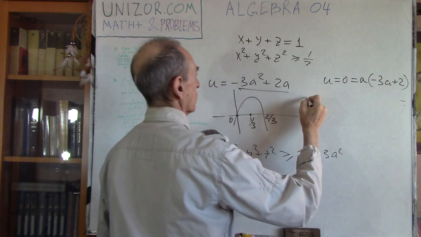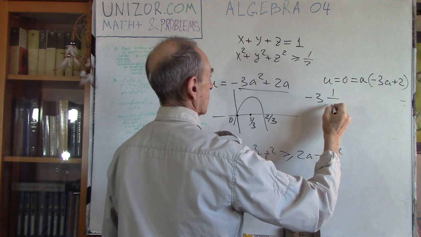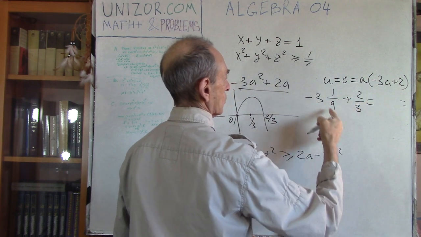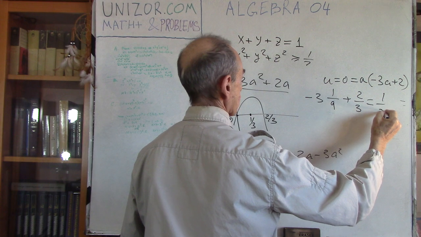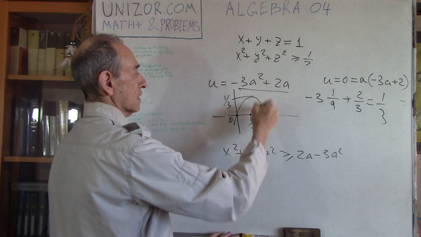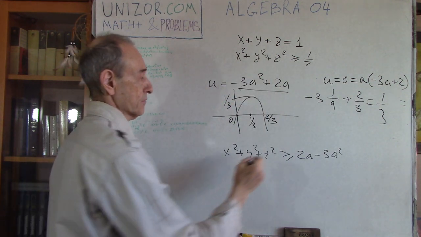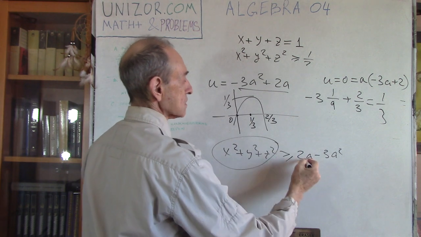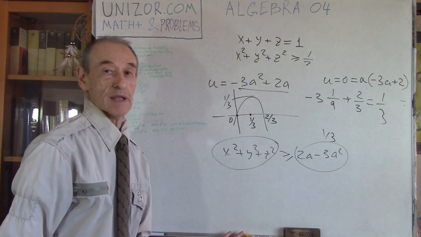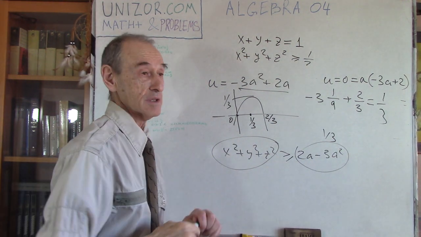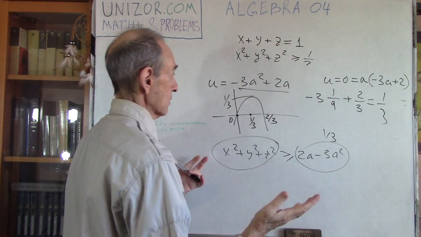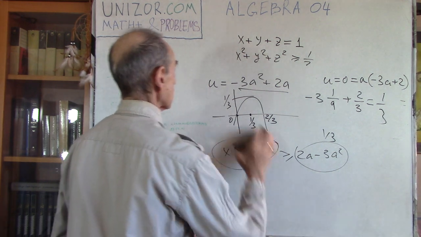And at 1/3 it would be equal to minus 3 times 1/3 squared, which is 1/9, plus 2/3, which is minus 1/3 plus 2/3, so it's 1/3. As we see, this thing is always below 1/3, so the other expression is always greater than the maximum of this one, which is 1/3. So this is another, more functional proof without any tricks. That's just another way of proving this particular thing.